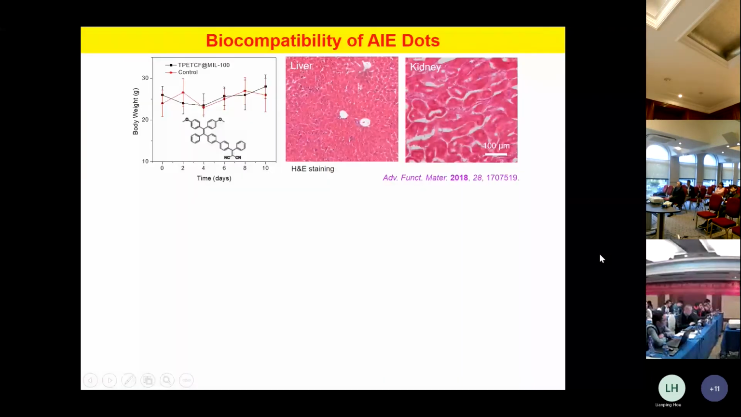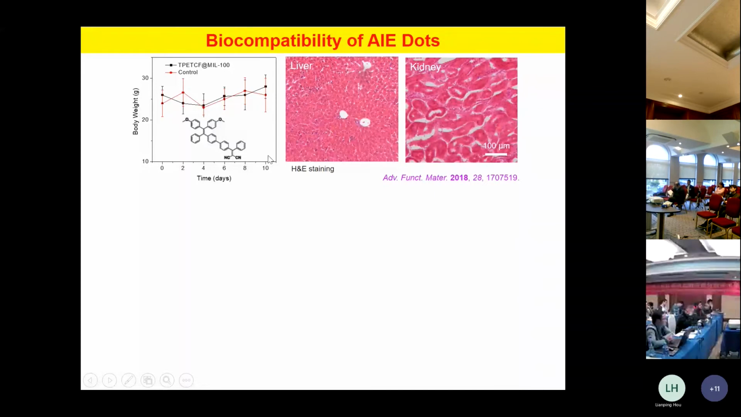Okay, so people often ask me, Dr. Tang, is your AIEgen biocompatible? Is there any toxicity? So we did this toxicity test. What we did is we mixed our AIEgen nanoparticle with the food of the mouse, and they just fed it to the mouse. You can see a control group and an experimental group.